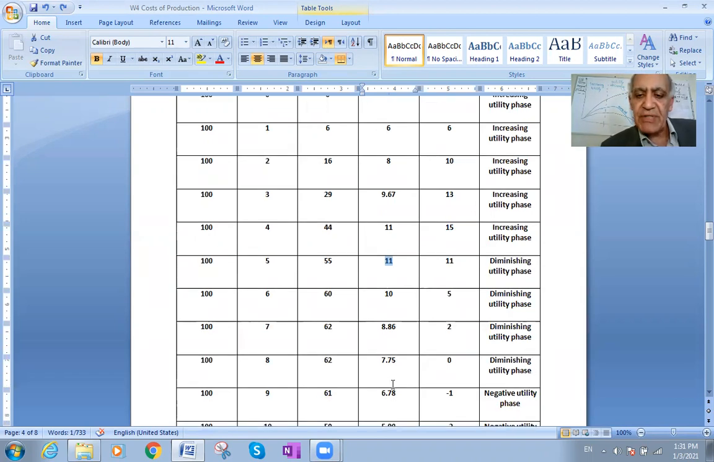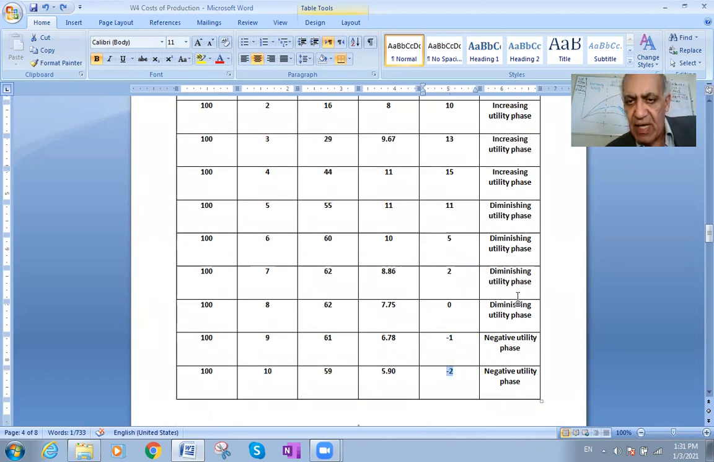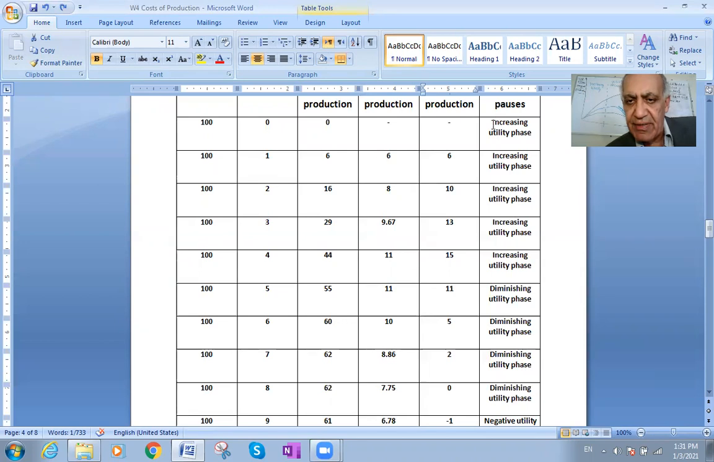So till a point, after the marginal falls to the horizontal axis, then it will go into minus. And this we call the stage of negative utility. You see here, I put for you the phases here. When it's increasing, all increasing.